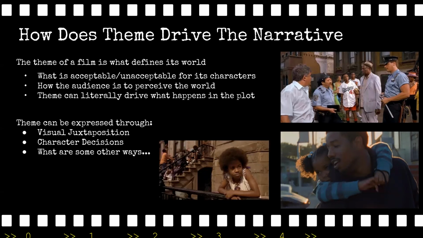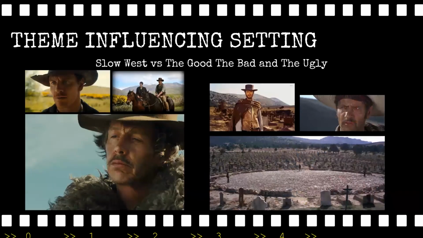That could be camera angles, that could be camera position, shot size, visual juxtaposition. What are we cutting between? How fast are we cutting? Are we not cutting? Also between character decisions, right? Storytelling elements, different plot devices. We talked about setting a little bit just now, but continuing through that, here's a couple of quick examples.